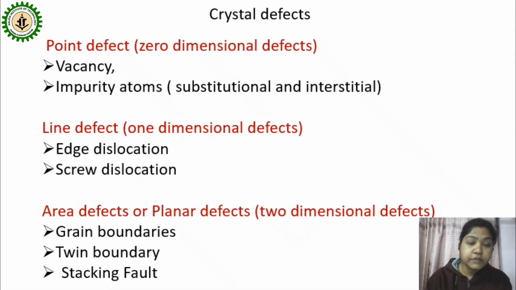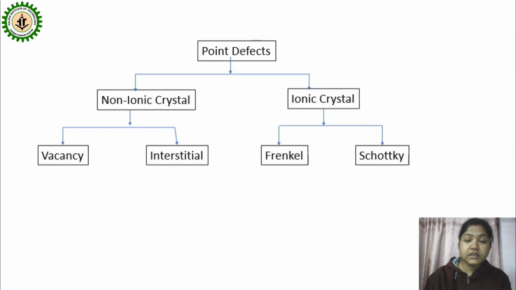And in the category of line defects, there are edge dislocation and screw dislocation, and in the edge dislocation there are again two types, called half plane and slip plane. And in the category of area or planar defect or two-dimensional defect, there are grain boundary, twin boundary, and stacking fault. So come to the first. As I told you, point defects can be of two types, for non-ionic and ionic crystals. For non-ionic, it is vacancy or interstitial, and for ionic, it is Frenkel and Schottky.